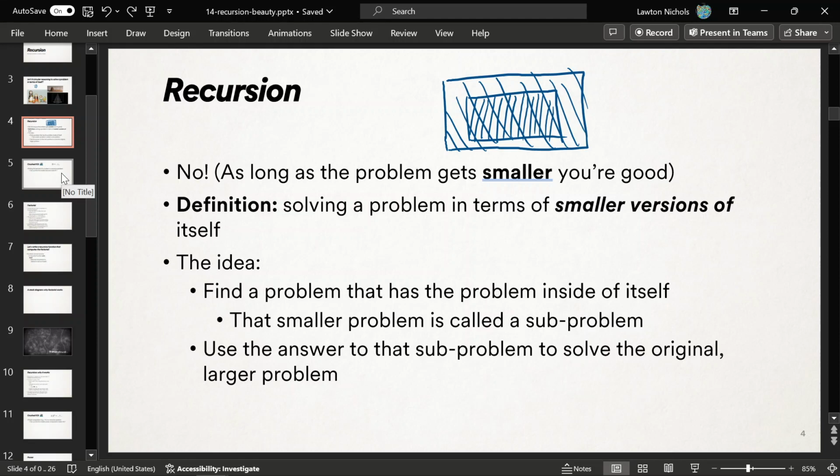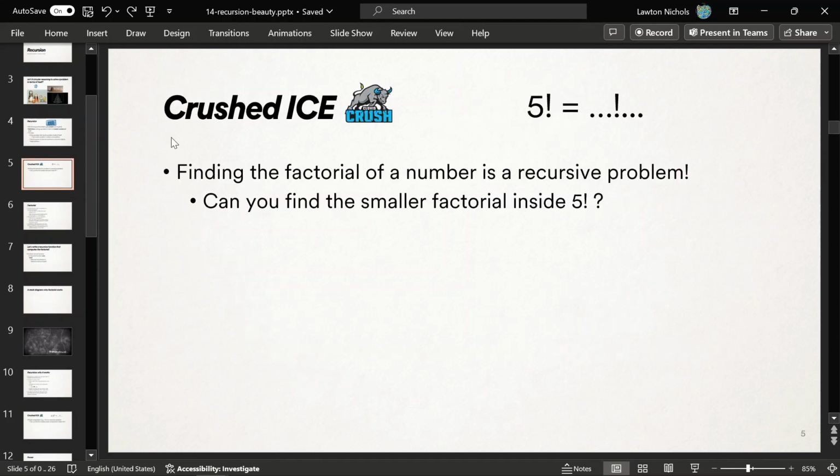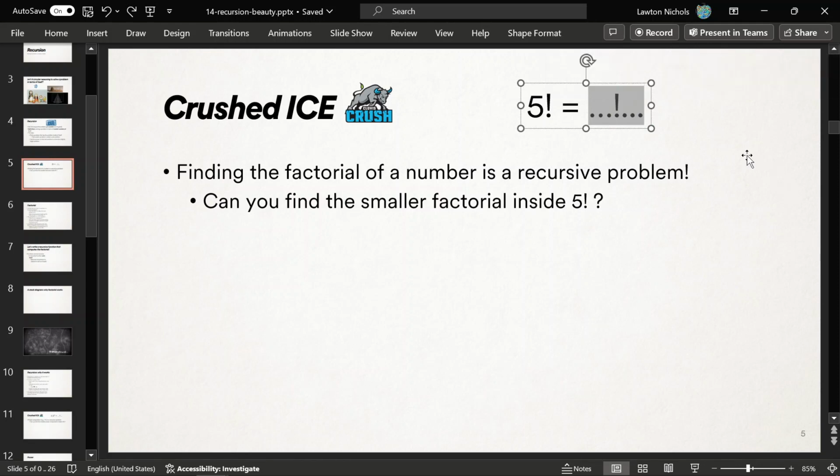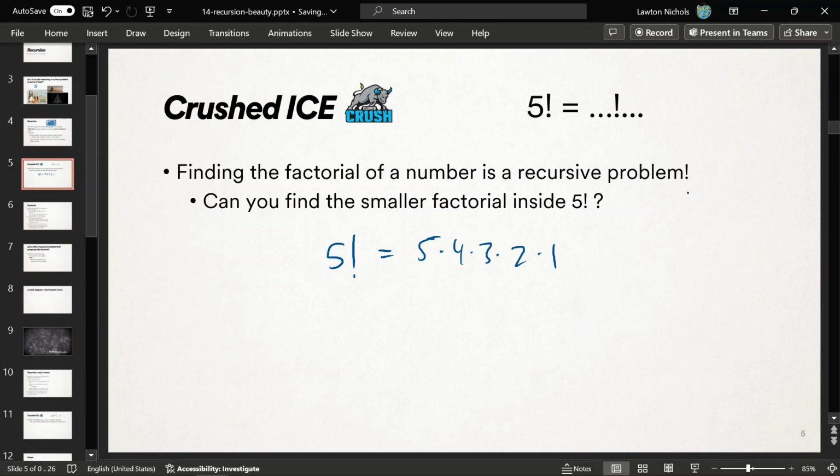So here's my question to you. I'm going to give you an example of factorial. I claim that finding the factorial of a number is a recursive problem. If you ask for 5 factorial, there is a smaller factorial inside of 5 factorial. So write out 5 factorial. What's that equal to? 5 times 4 times 3 times 2 times 1. Do you see the smaller factorial within 5 factorial? Discuss with your neighbors for a second. Is there a smaller factorial there?